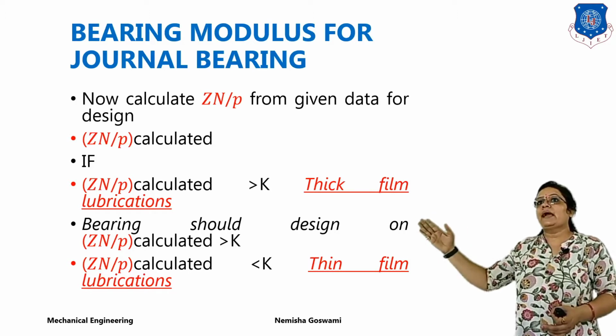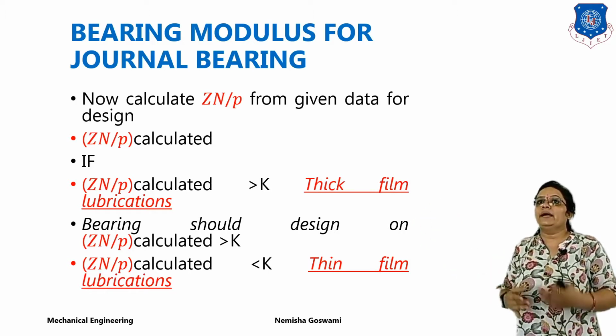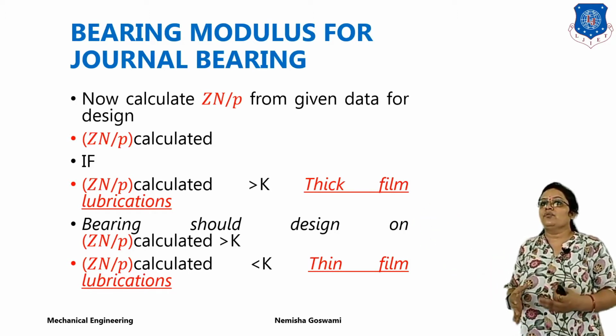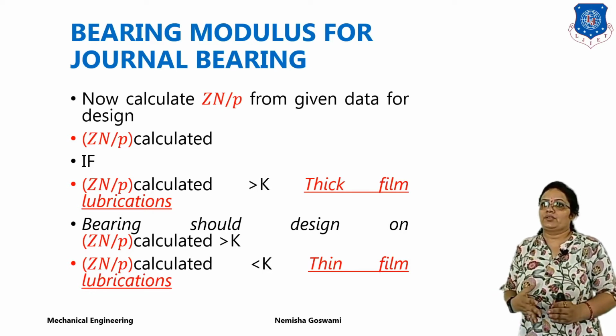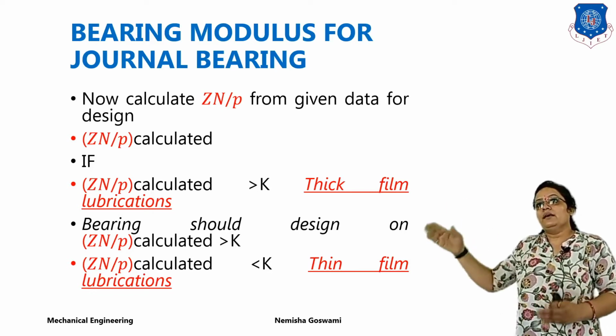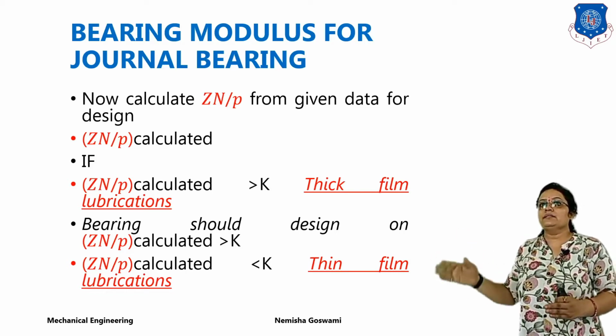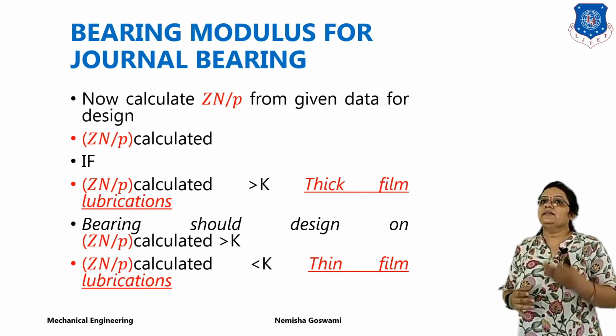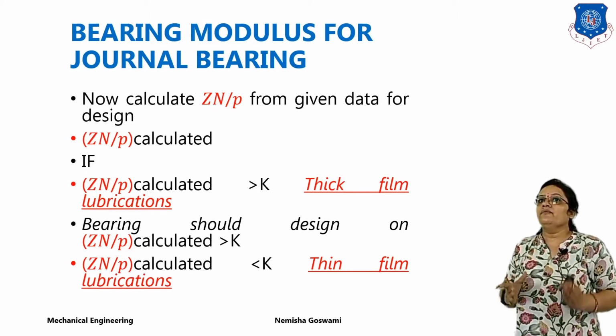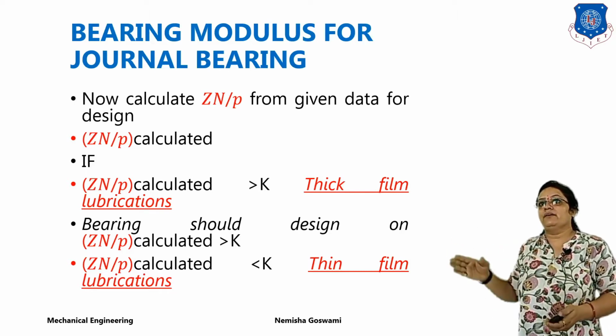If Zn by P calculated is greater than your bearing modulus, then it is known as thick film lubrication. If Zn by P is less than your bearing modulus, or less than your K, then this is the reason of thin film lubrication. So this is very important.